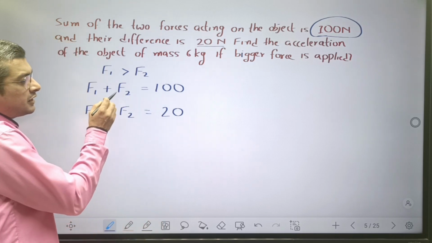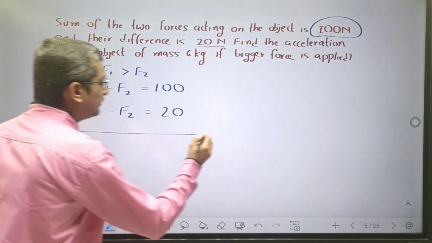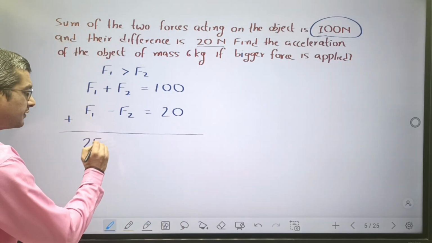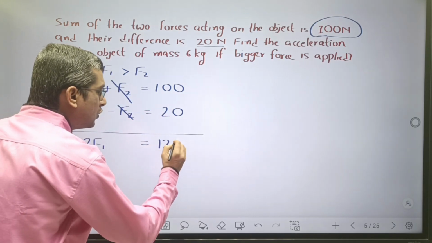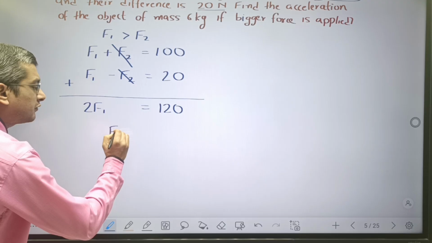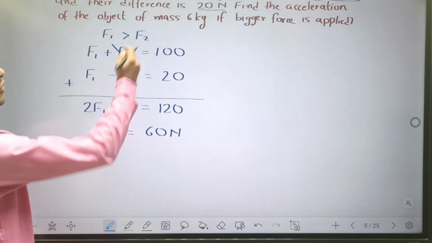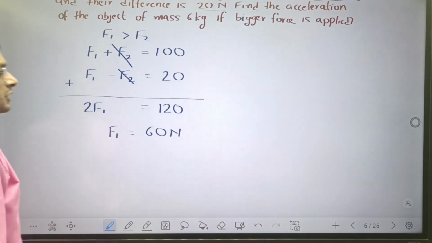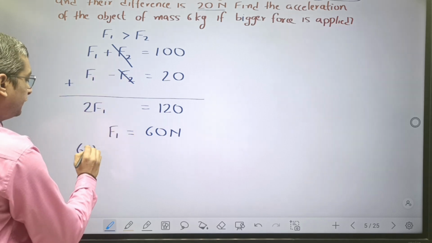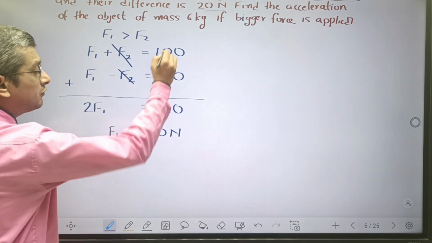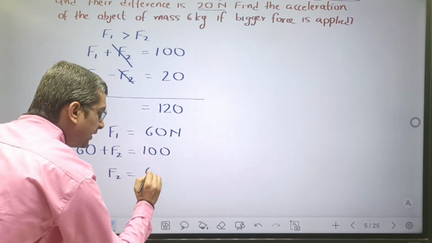The first method is to look at the variables. Here F1 plus F2 comes, and in the other equation minus F2 comes. Now if we add these two equations, F1 plus F1 becomes 2F1, F2 and minus F2 cancel each other, and 100 plus 20 is equal to 120 Newton. So F1 is equal to 120 by 2, that is 60 Newton. From either equation we can find F2. Suppose we put the value of F1 in equation number 1: 60 plus F2 is equal to 100 Newton, so F2 is equal to 100 minus 60, that is 40 Newton.